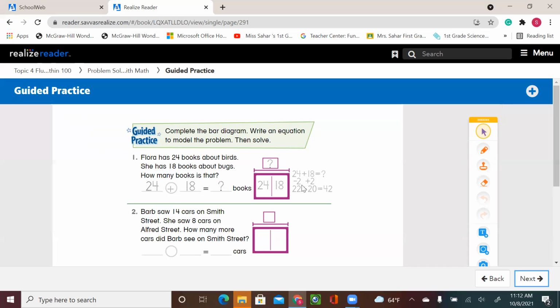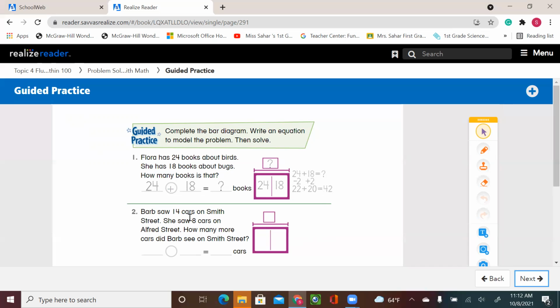That means I moved it from the first add-in and added it to the ones of the second add-in. So now my 24, I took 2, it's going to be 22. And the 18, I added 2, it will give me 20. So now 22 plus 20, it's easy for me to add: 42. Okay, let's see the next question.